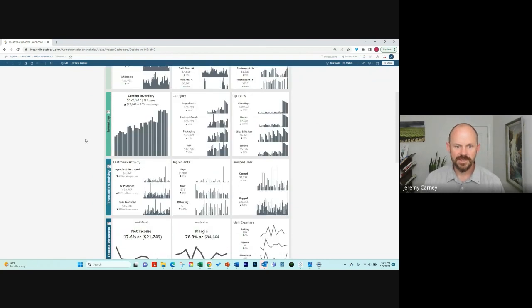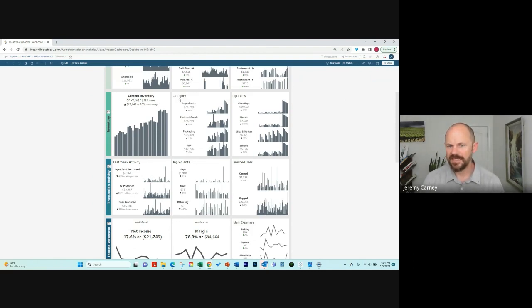Okay, scrolling down, we have an inventory section. So this is showing we currently have $125,000 of inventory investment of about 250 items. And that's up about 28% from 3 months ago. So we're definitely in a period of increasing inventory, and we can see that from this trend graph down here.